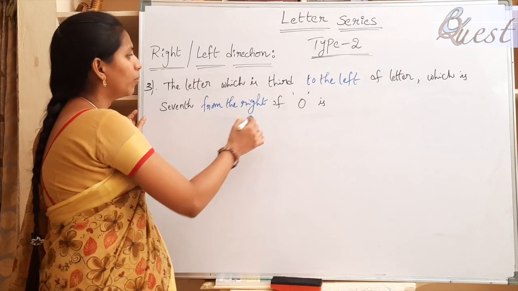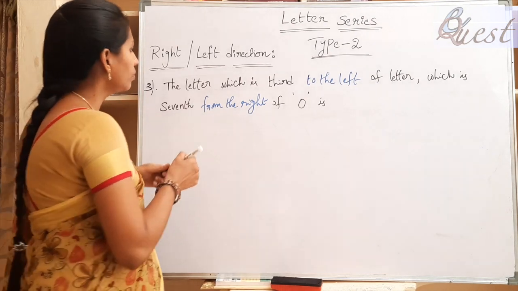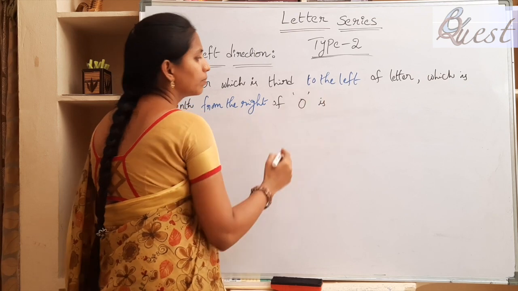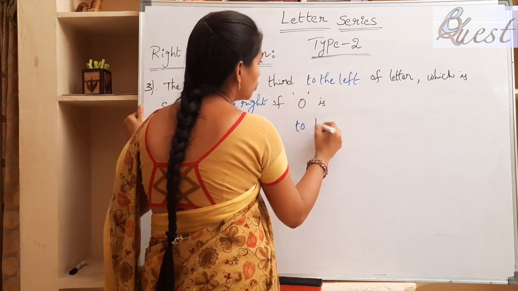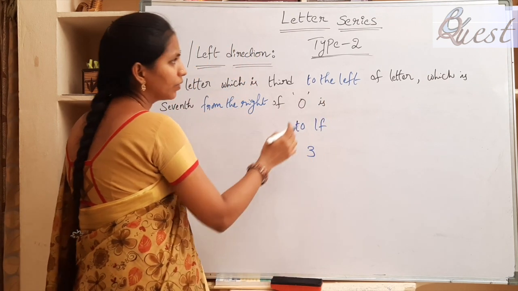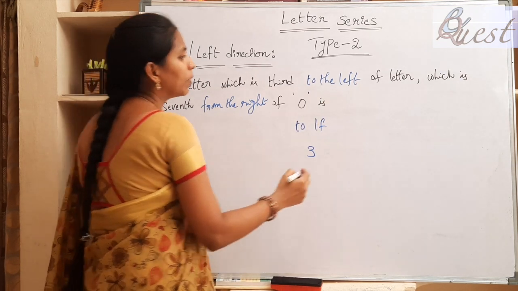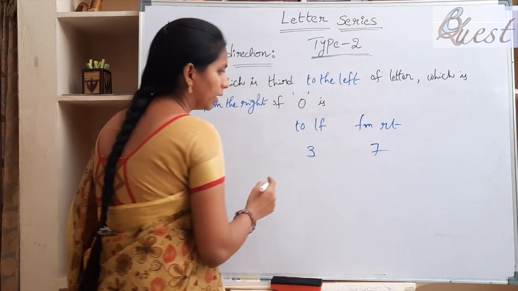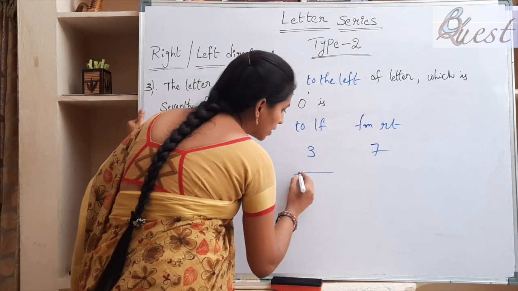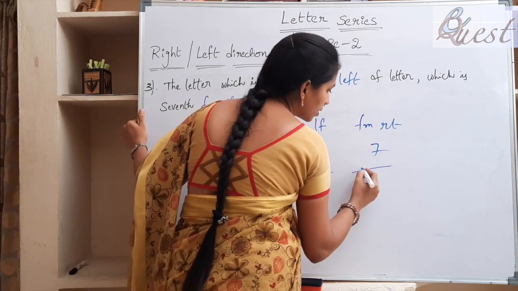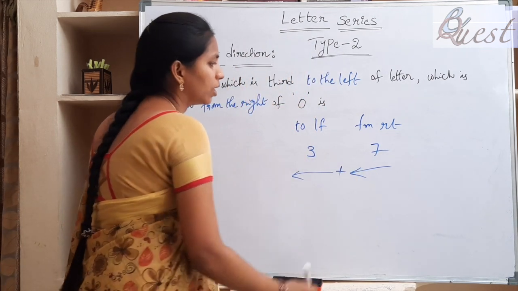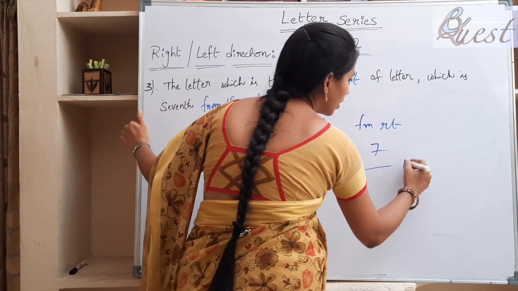See another type of example. The letter which is third to the left, and which is 7th from the right. See here. To left means in this direction and from right means the same direction. Both are in same direction. So take addition. Addition is 10.